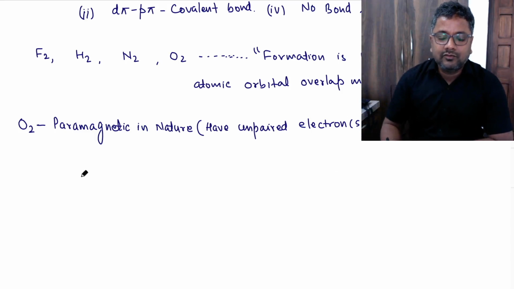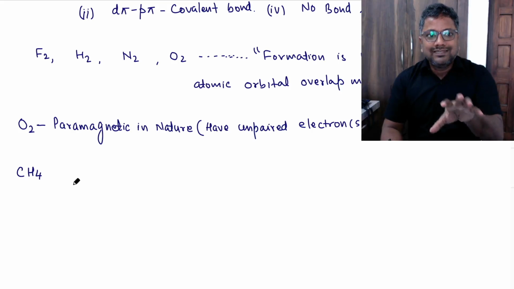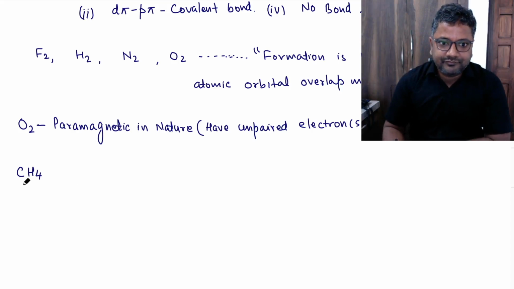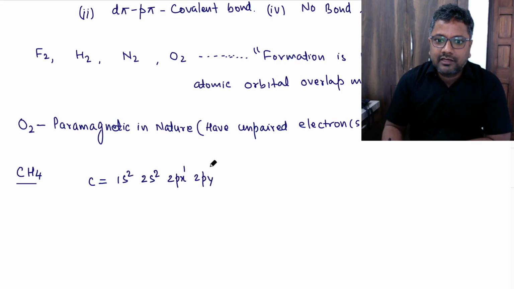So let's do the formation of methane molecule and try to apply this VBT on methane molecule, right? So see, this is CH4. So I am treating this molecule as per the valence bond theory. So what is the central atom here? Carbon. So what is the electronic configuration? 1s2, 2s2, 2px1, 2py1. This is the ground state electronic configuration.